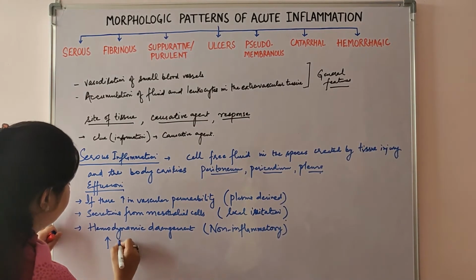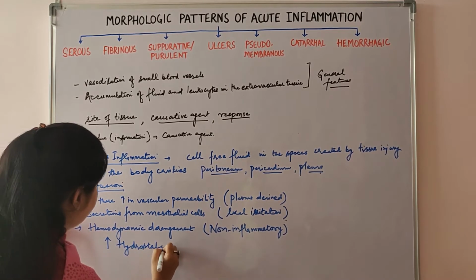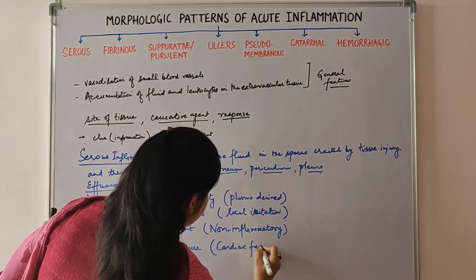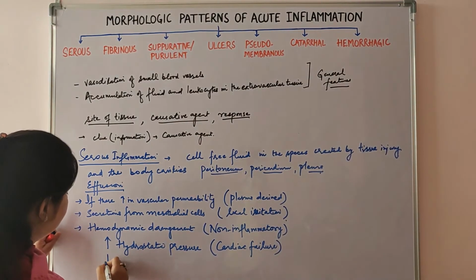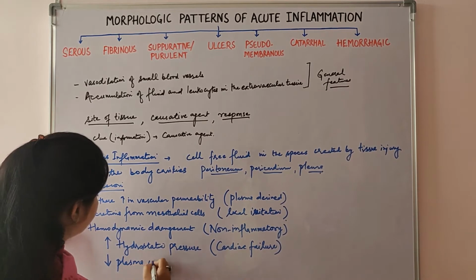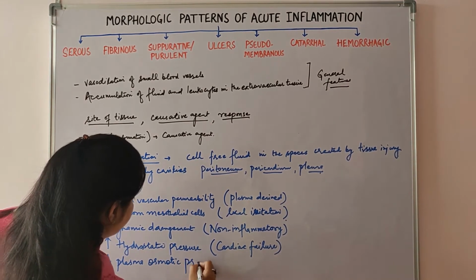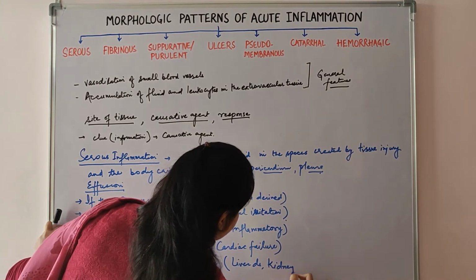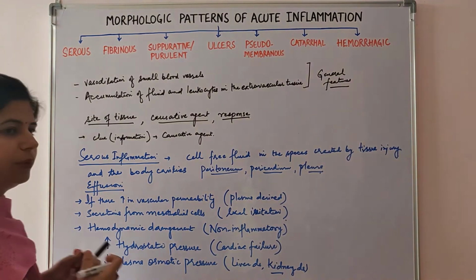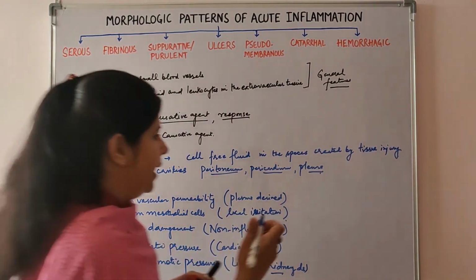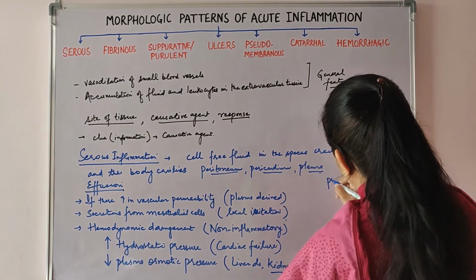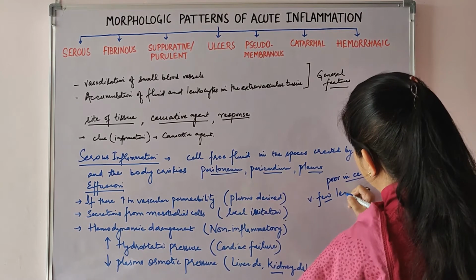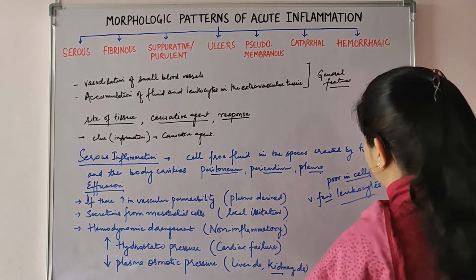So when there is increase in hydrostatic pressure as occurs in cardiac failure, or when there is decrease in plasma osmotic pressure, as seen in liver diseases and kidney diseases, then there is accumulation of fluid in the body cavities, and this fluid is poor in cells, meaning only very few leukocytes are there.